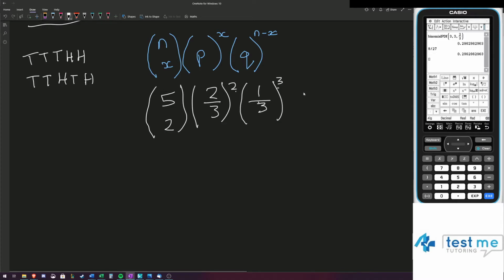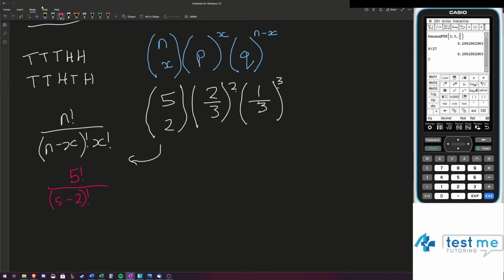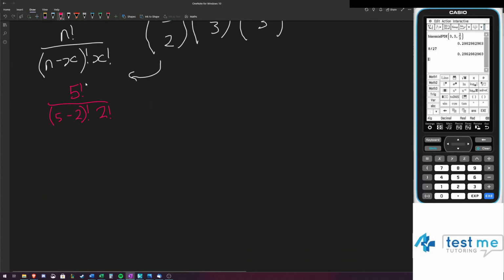So again, as an aside, the formula is n factorial over n minus x factorial. Sorry, I've just lagged. I'm going to change color after this because white is boring. Let's go to red. So, 5 factorial over 5 minus 2 factorial times 2 factorial. Now, 5 times 4 times 3 times 2 times 1.